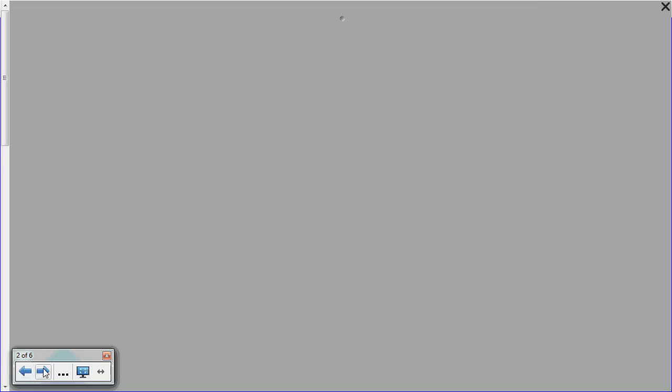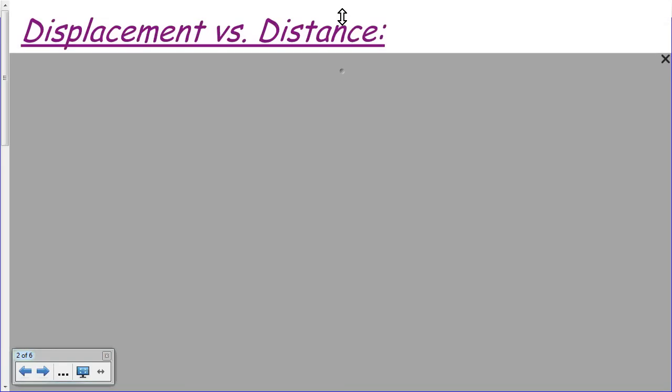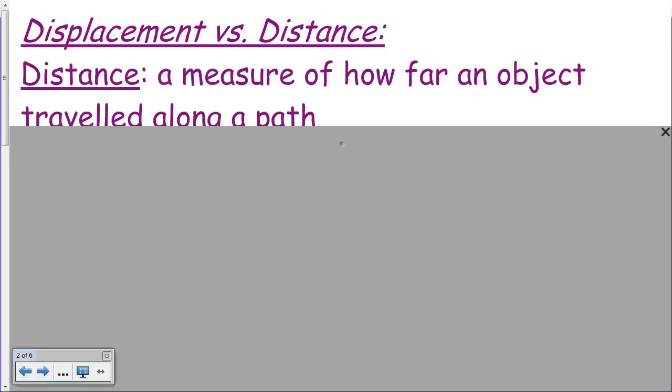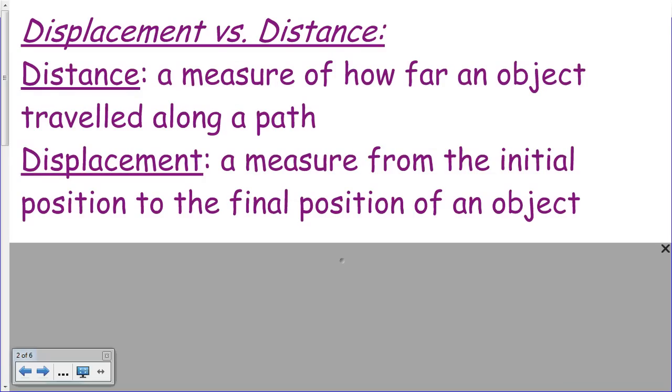Let's start out with a few terms that you need to understand here first. Not only understand the terms, but know the differences between some of these terms. So let's take a comparison here of displacement and distance. And we'll go ahead and define these here, which will help us understand, first of all, what each of them mean, and then secondly, what the difference is between them.